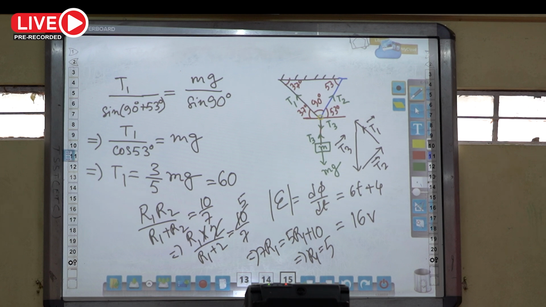Parallel combination of two resistors, that is equivalent is R1 R2 by R1 plus R2, and that equivalent is given 10 by 7, and one of the resistors is given 2 ohm. Then what will be the value of the other resistance? So R1 we have to calculate, so 2 and 10 cancel 5, so 7 R1 equal to 5 R1 plus 10. So 2 R1 is coming 10, so R1 equal to 5 ohm.